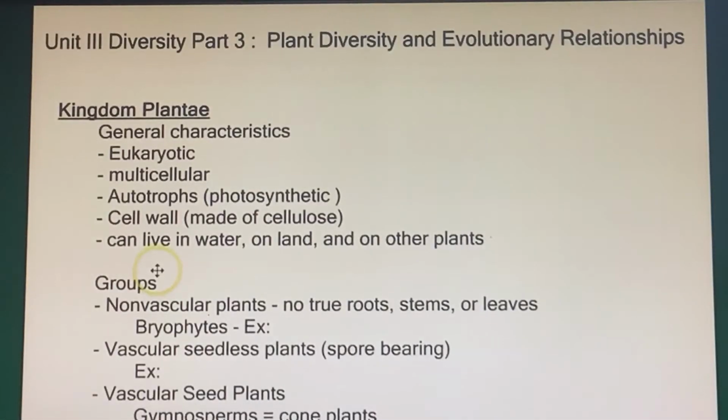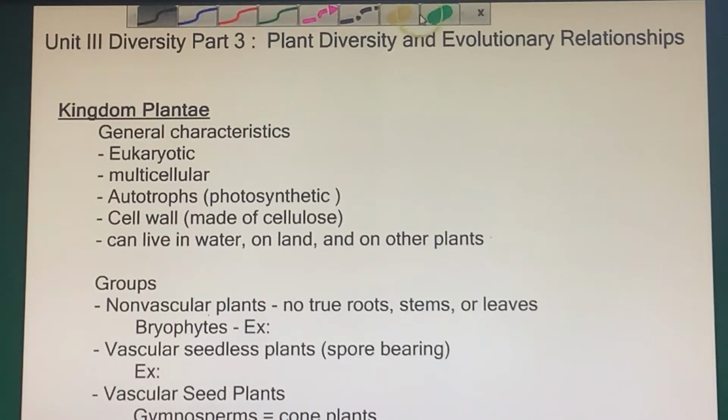In this video, we begin part 3 in our unit on diversity. We'll be discussing plant diversity and the evolutionary relationship between plants. Let's begin with a general overview of what plants are. In the kingdom Plantae, what are the general characteristics? Well, plants of course are eukaryotic, they're multicellular, they're autotrophic, more specifically, they're photosynthetic, and they have cell walls. Their cells have cell walls made of cellulose. We can find plants living in water and on land, and even plants that grow on other plants, epiphytes.